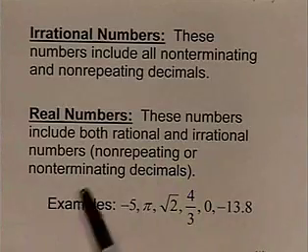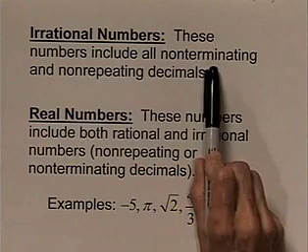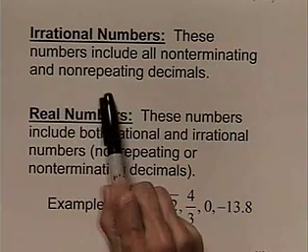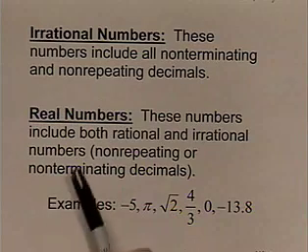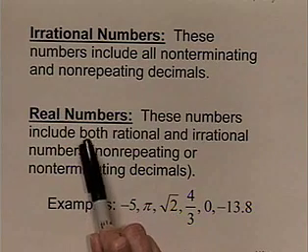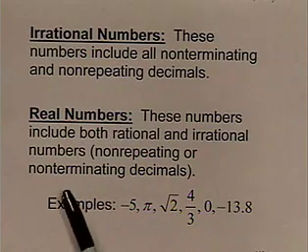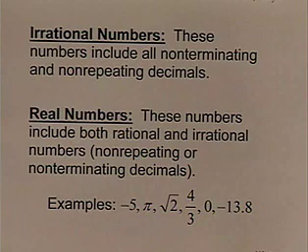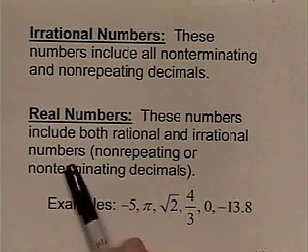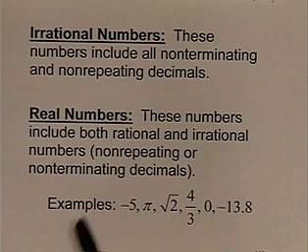We'll compare that set to the next set, which is called the irrational numbers. These numbers include all non-terminating, that means non-ending, and non-repeating decimals. And finally, we get to the real numbers. These numbers include both rational and irrational numbers. And irrational numbers, again, are non-repeating and non-terminating decimals.